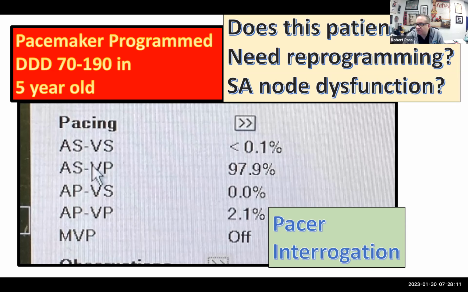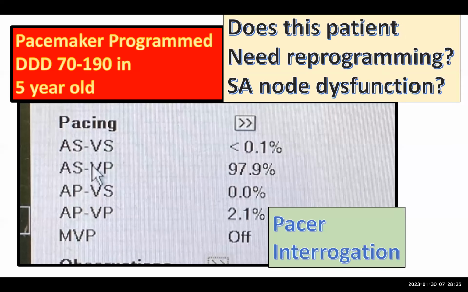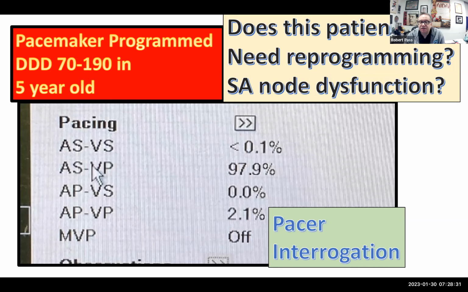When do you think it is that he's A-paced, V-paced? Probably in the night, assuming the wires work properly and it's not undersensing or oversensing or stuff like that. I would guess in the night if he's sleeping or having a sinus bradycardia and it's falling under 70. Yeah, that's exactly right. So I agree with you 100%.